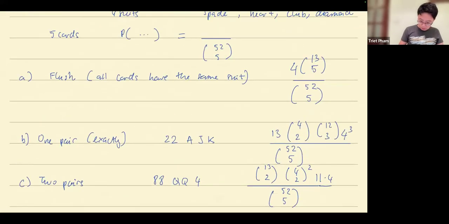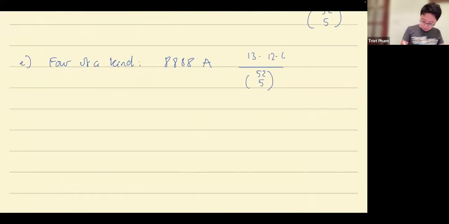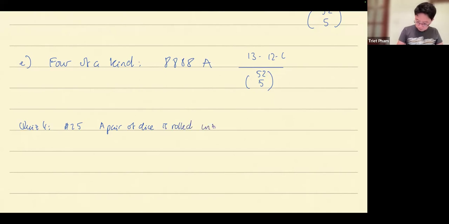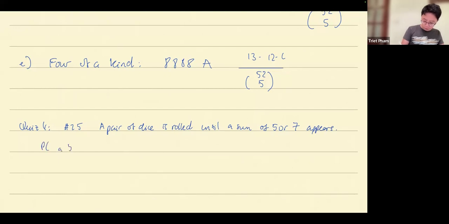Let's look at this, quiz 3, quiz 4. This is question number 25. It says that a pair of dice is rolled until a sum of 5 or 7 shows up. Find the probability that a 5 occurs first. So it's basically a 5 occurs before a 7, right?